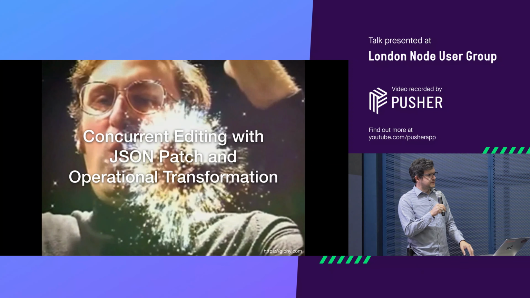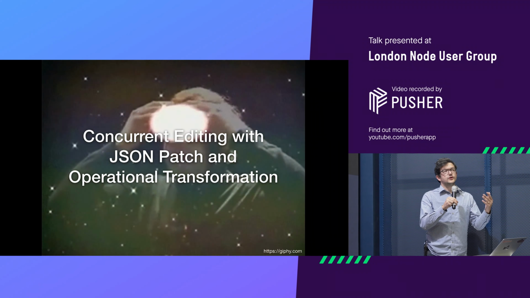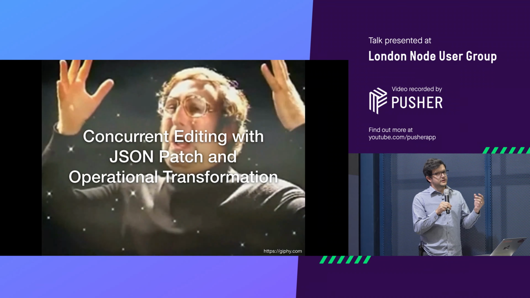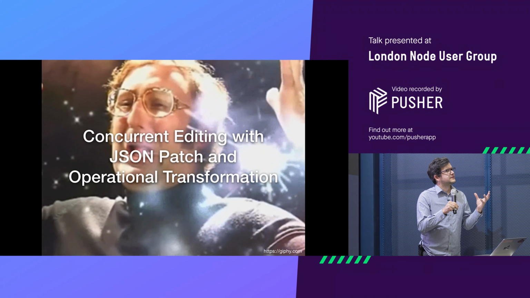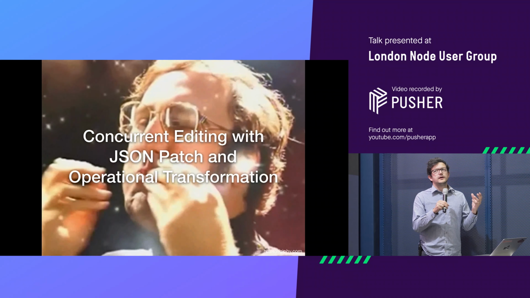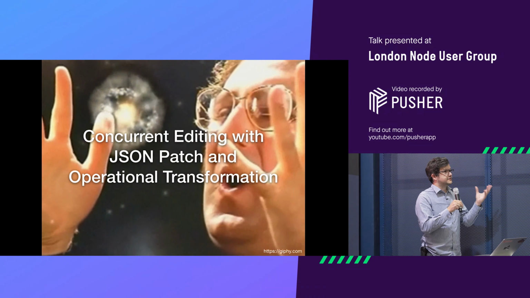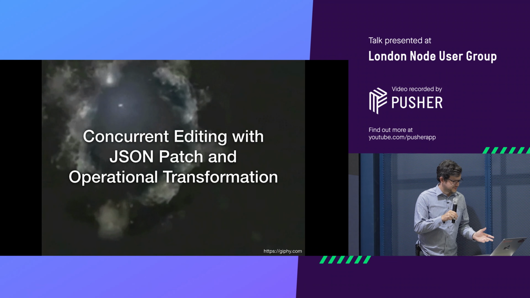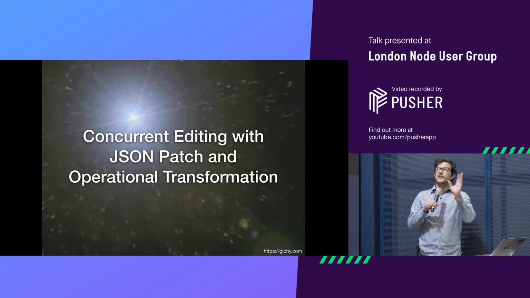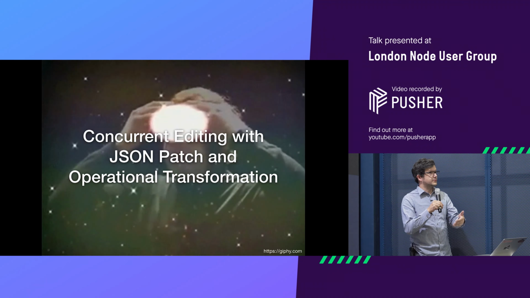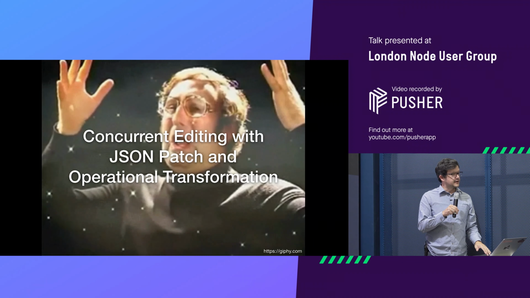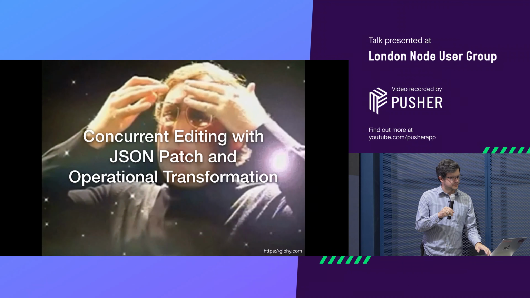So this isn't about getting you to use a certain piece of code, but more about giving you a vocabulary of concepts that you can use to build your own concurrent editing systems. So that there, concurrent editing with JSON patch and operational transformation, is the solution that we arrived at. But let's take a look at that piece by piece and how we got to the solution.